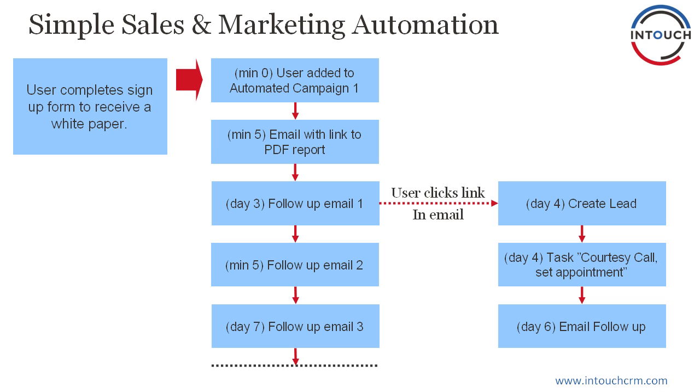In our second example, the contact completes a form to receive a white paper. They are added to a single linear automated campaign. They are sent the white paper by automated email. Then they are sent a follow-up email. If the user clicks on a specific link in the follow-up email, they are added to a second campaign. This automated campaign creates a lead and sets some tasks to follow up by phone. At the same time, the user remains in the first automated campaign.